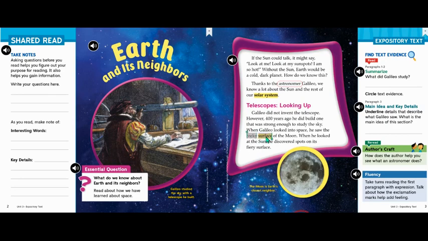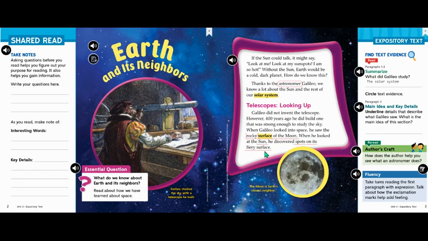Rocky surface of the moon, that's something he was able to see. And then for the sun, let's underline that. He was able to see the spots on its fiery surface. So underline that as well.